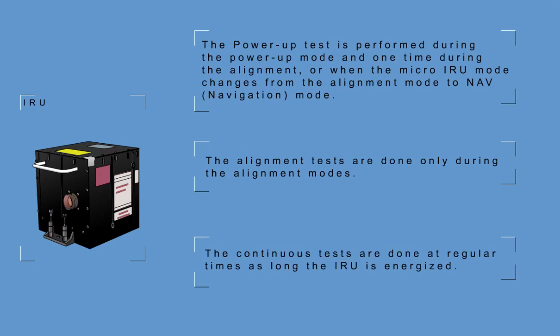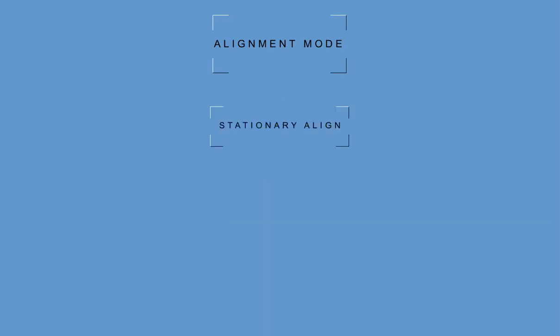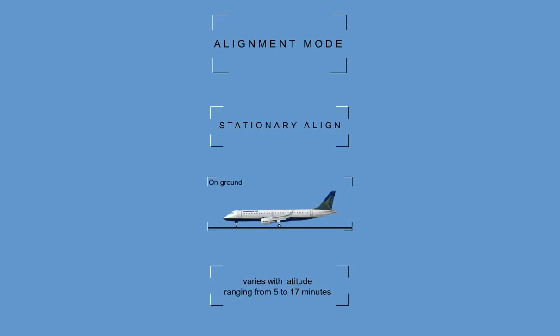Alignment mode. The micro IRU automatically selects the correct alignment mode. The two possible modes are stationary align and align in motion. The stationary alignment mode is the primary method of alignment. This mode is selected when the aircraft is on the ground and not moving. The time required to complete a stationary alignment varies with latitude, ranging from 5 to 17 minutes.